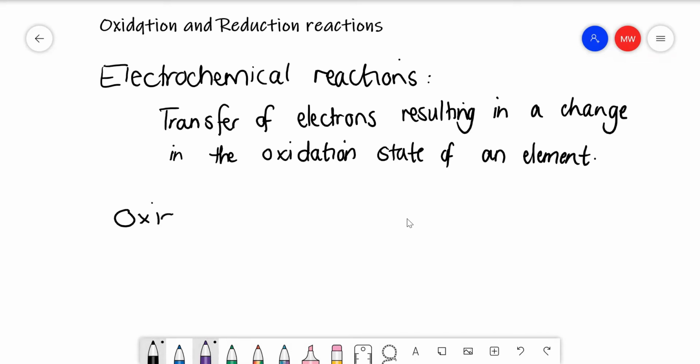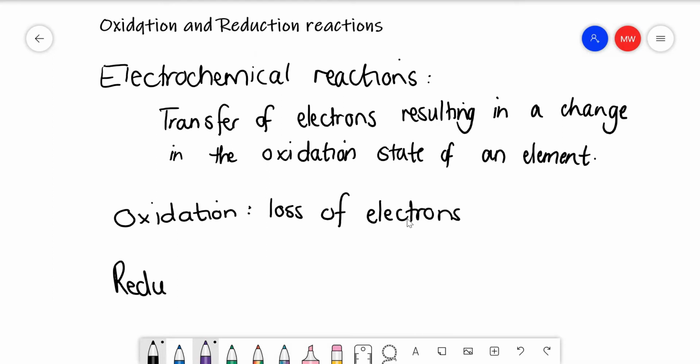So firstly, we get oxidation, which is the loss of electrons. And we also get reduction, which is the gain of electrons. So one compound is going to gain electrons and one is going to lose electrons in an electrochemical reaction.